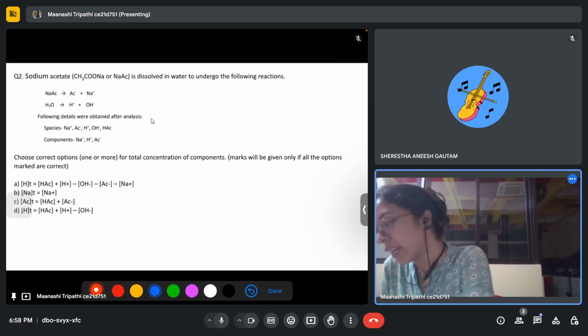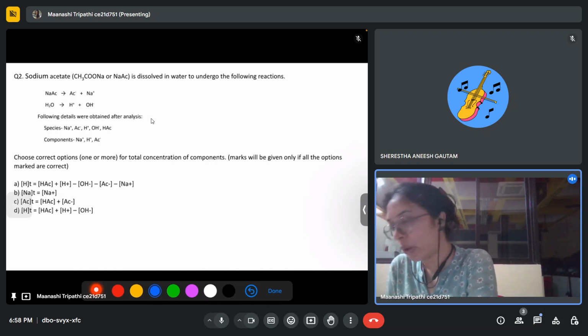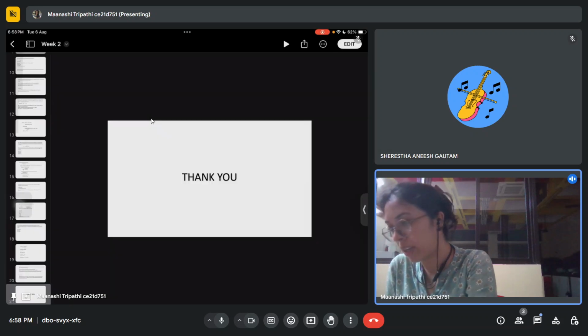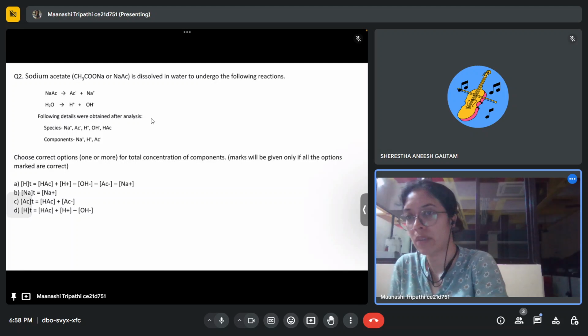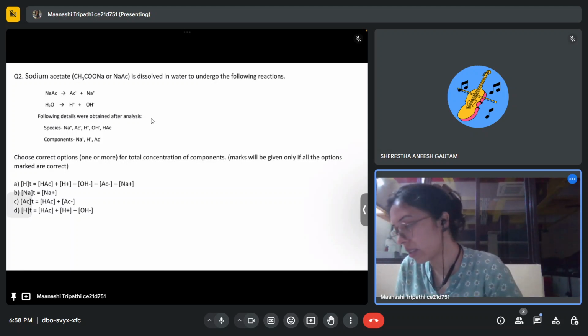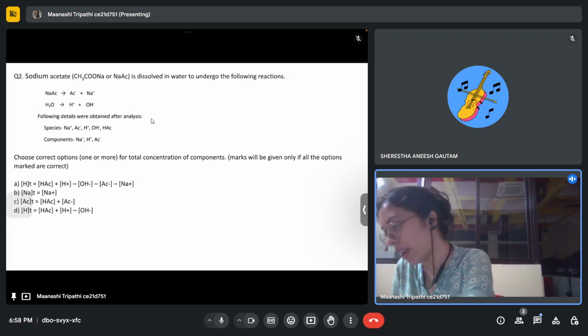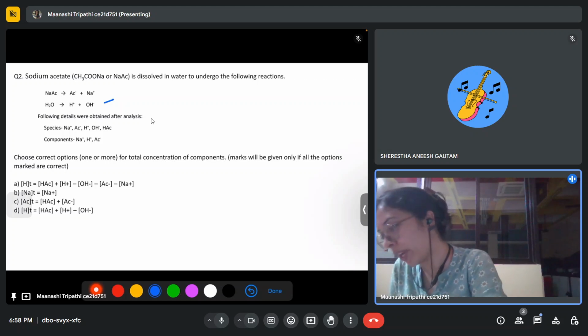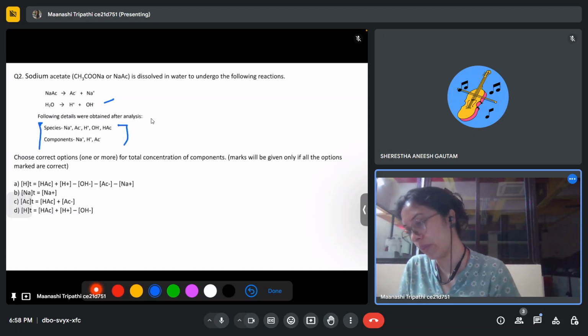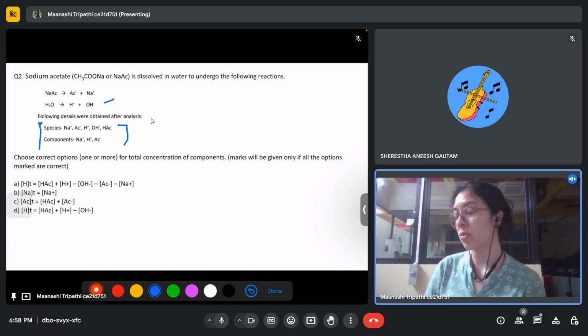Sodium acetate is dissolved in water to undergo the following reaction. We can see this reaction, right? NaAc is converted to Ac plus Na, and the H2O reaction. The following details were obtained after the analysis. We know the species and the components as well. Please choose the correct option for the concentration of components. You can write the answer for this question, then we will see the solution.